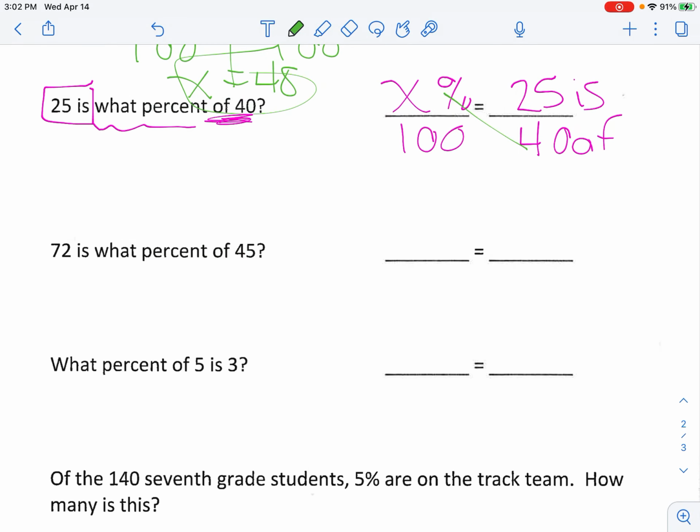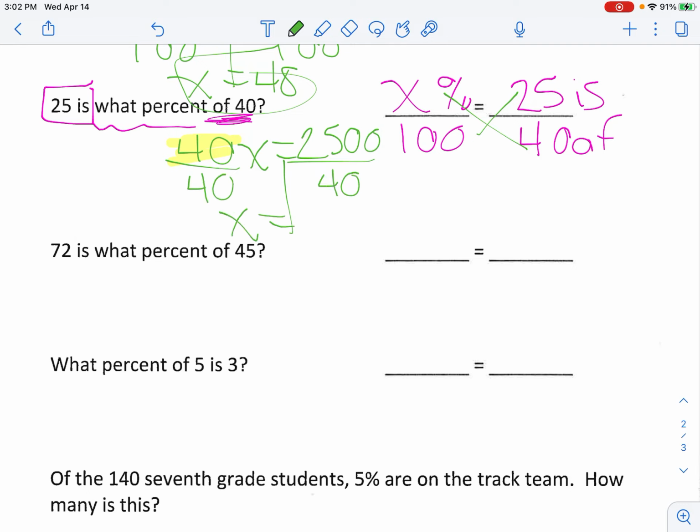Multiply by the x first. So 40 times x is 40x. 25 times 100 is 2500. Identify your coefficient. Divide both sides by 40. Go to your calculator. So right now I'm dividing 2500 by 40 on my calculator, and it says 62.5. And remember, this one we were solving for the percent. So make sure that you label that with a percent if that's what you were solving for.